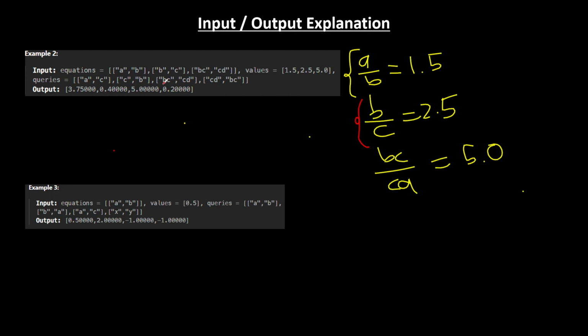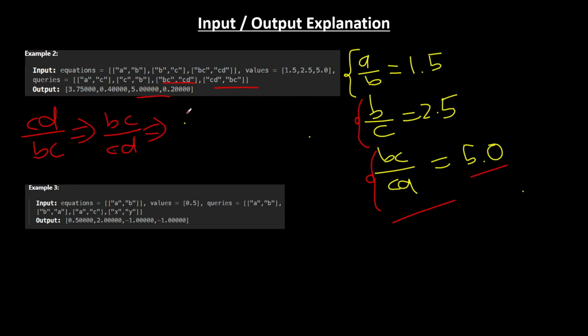Now let's take BC by CD. We have already been given BC by CD, which is 5.0, right? So it is written here. Now what is the next query? If you could see, this is the reciprocal of the one which is given to us. If you pay attention, it is CD by BC, and we already have BC by CD.